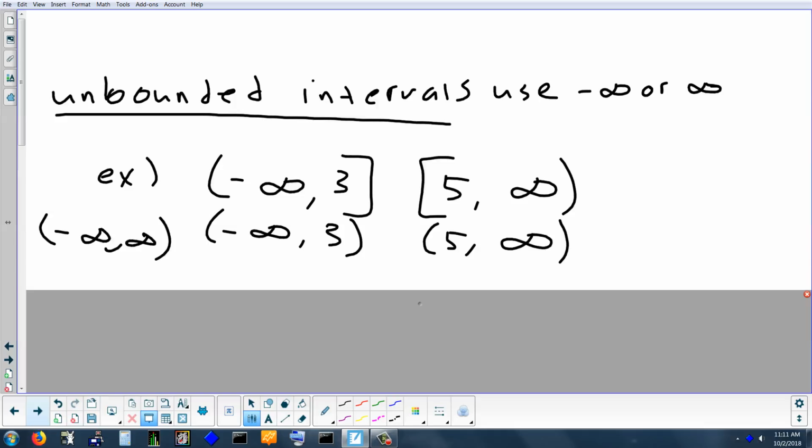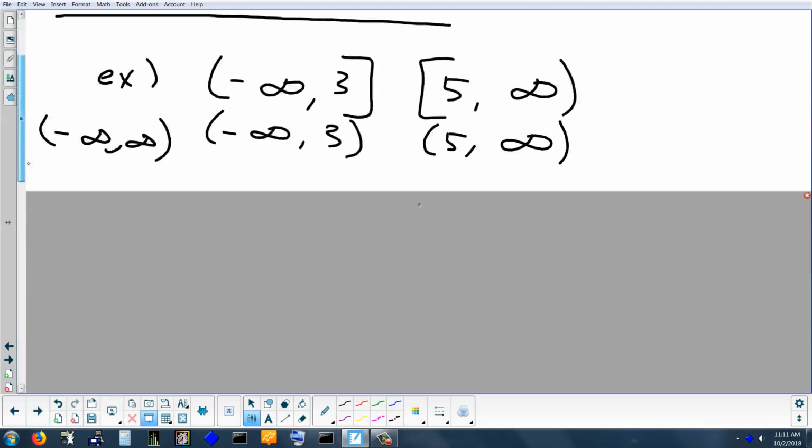Okay, so open and closed has to do with whether or not you can equal or not equal the number. Bounded or unbounded has to do with whether or not you have infinity in the interval. Okay. Any questions on those four terms? Bounded, unbounded, open, closed. Okay.